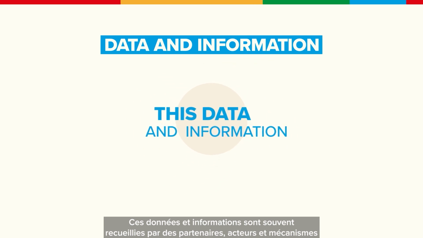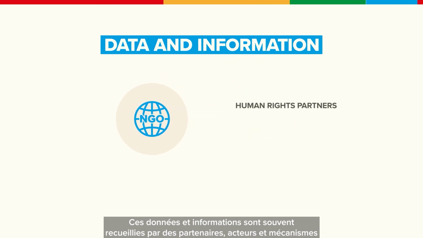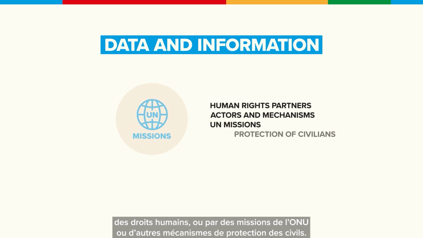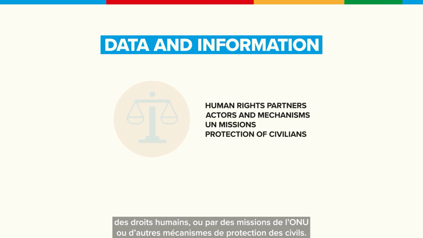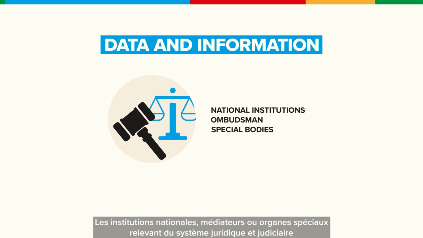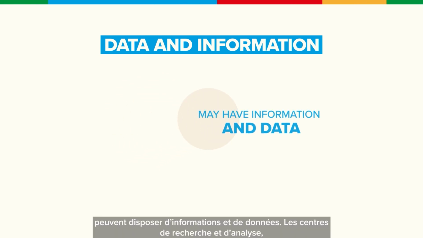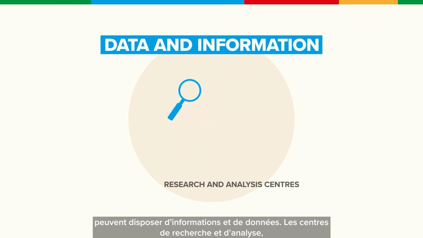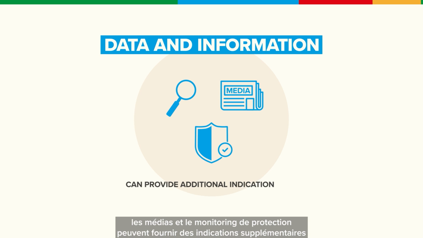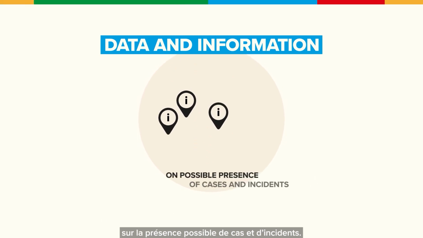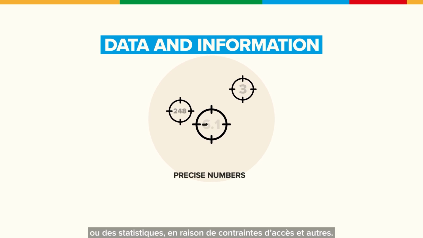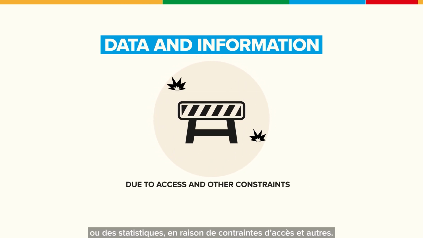This data and information is often collected by human rights partners, actors and mechanisms, or by UN missions or other protection of civilians mechanisms. National institutions, ombudsmen, or special bodies pertaining to the legal and justice system may have information and data. Research and analysis centers, media and protection monitoring can provide additional indication on possible presence of cases and incidents. Often it may not be possible to have precise numbers or statistics due to access and other constraints.